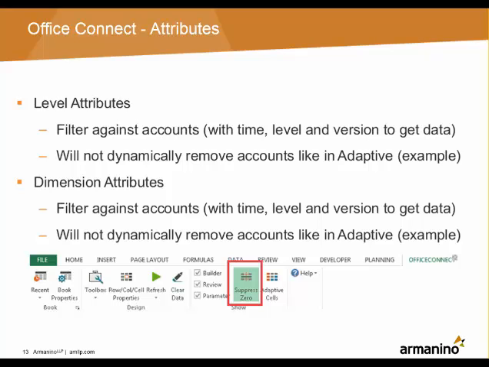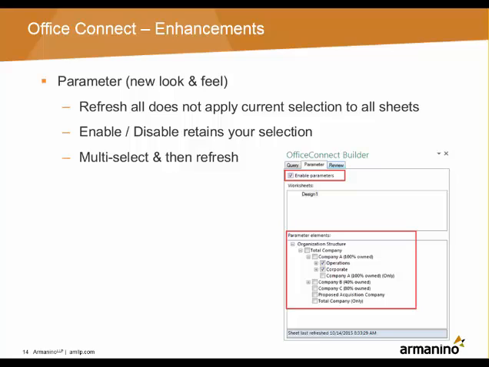There have also been some enhancements to existing functionality in addition to the new features we've discussed. Parameters have been updated with checkboxes on the parameter element. The level tree is still the only parameter supported. However, you can now change parameter tab by tab, enabling or disabling as you choose. So with this, you can now refresh the entire workbook and the parameter settings will be retained.